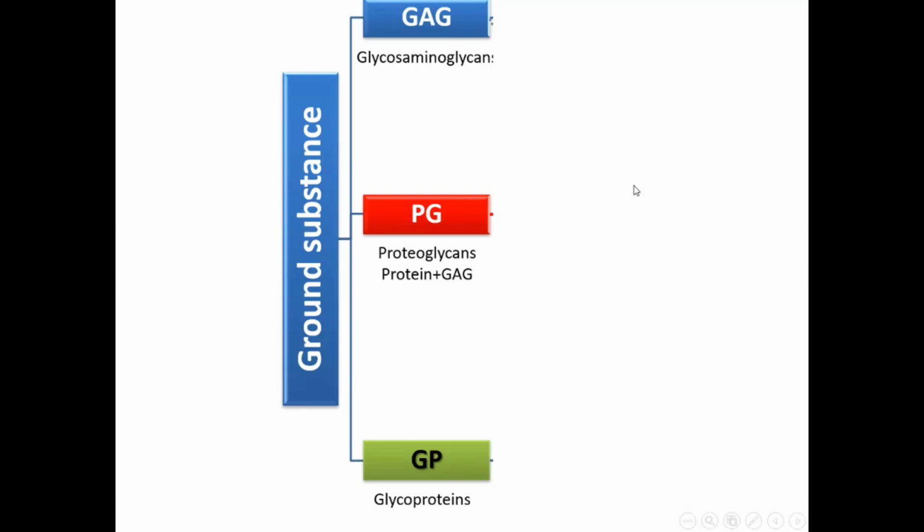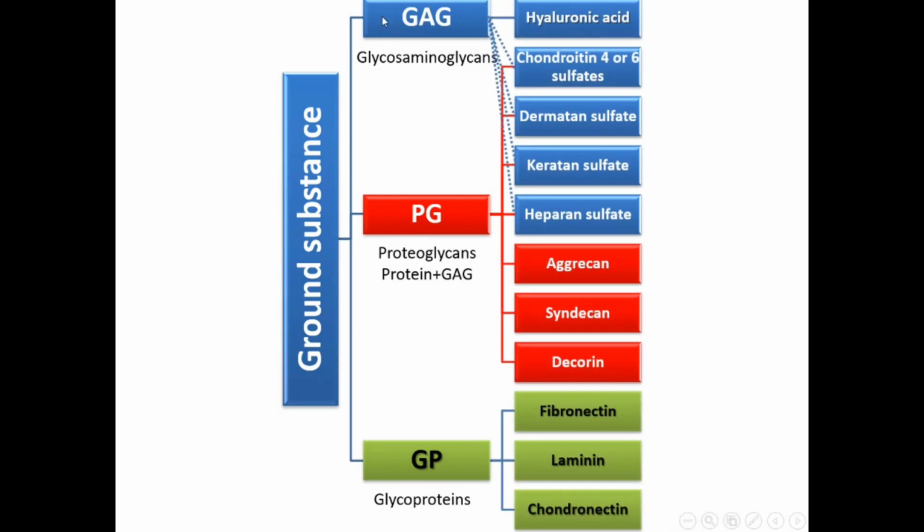The examples for them: GAGs like hyaluronic acid, or hyaluronan, chondroitin 4 and 6 sulfates, dermatan sulfate, keratan sulfate, and heparan sulfates. These are GAGs. About the proteoglycans, a proteoglycan consists of protein plus GAG.